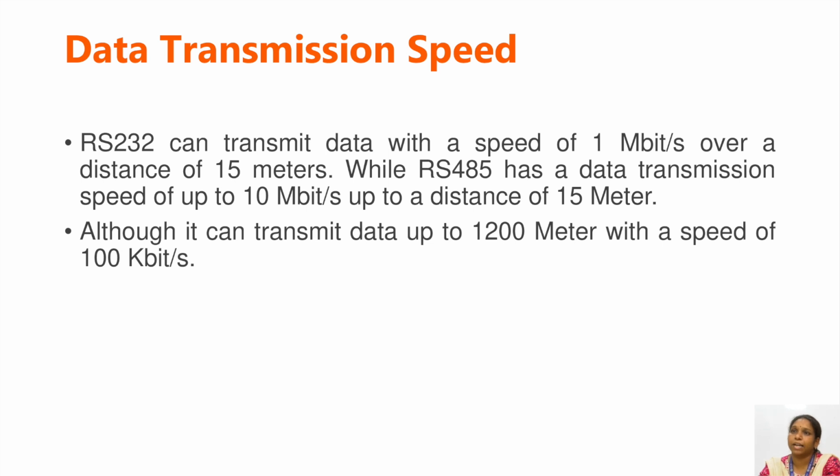Data transmission speed. RS-232 can transmit data at a speed of 1 megabit per second over a distance of 15 meters, while RS-485 has a data transmission speed of up to 10 megabits per second up to a distance of 15 meters. Although it can transmit data up to 1200 meters with a speed of 100 kilobits per second.